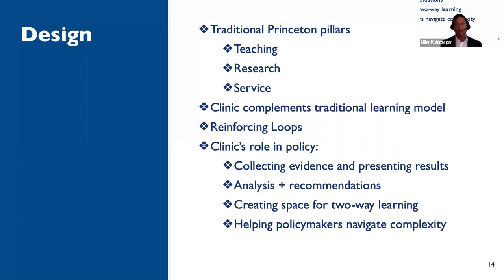What are we trying to do? What are the kinds of things that the clinic is trying to achieve, and what are the things we're not going to be able to do? And so I think the clinic's role in policy is to collect evidence, present results, develop analysis and recommendations, and create spaces for two-way learning between the policy community and the research community, and then help policymakers navigate complexity.